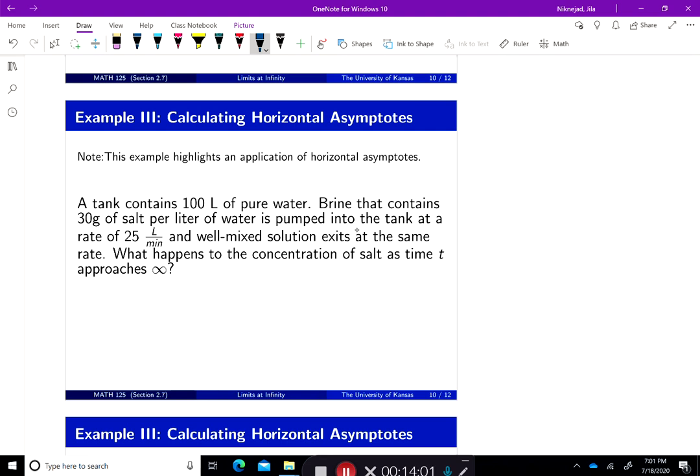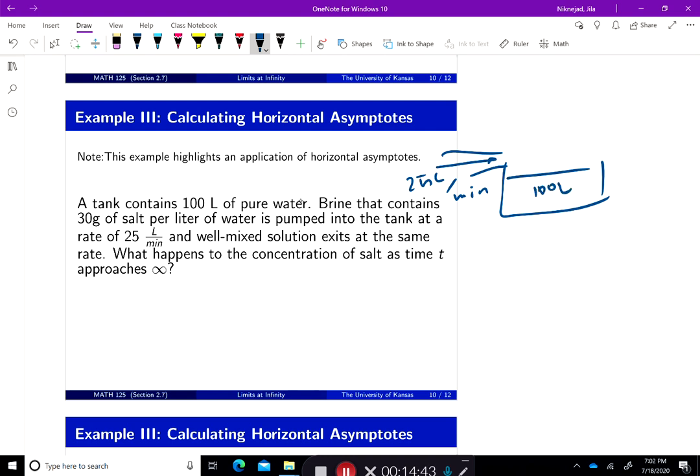Okay, so let's think about this. This is the container, and water comes in at 25 liters per minute. The interesting part is that in your future courses, in higher calculus courses or differential equations, you have to calculate this model entirely. We're just looking at the horizontal asymptote for the model, but in the other courses you have to compute this completely. And there's 100 liters in here.